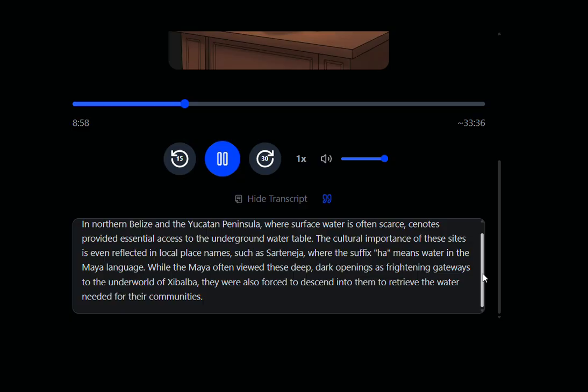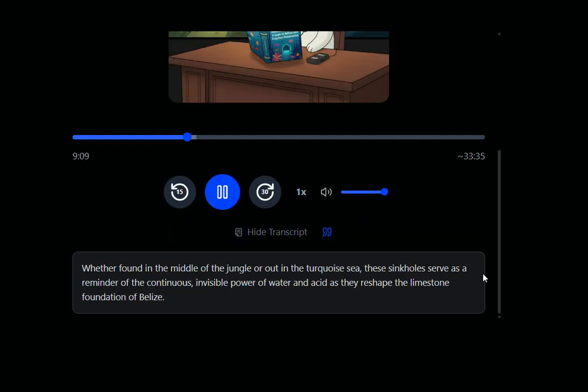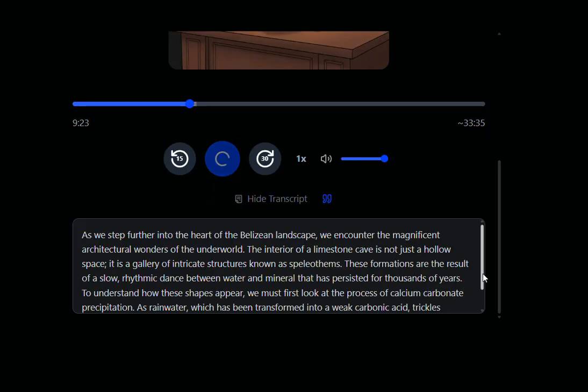While the Maya often viewed these deep, dark openings as frightening gateways to the underworld of Xibalba, they were also forced to descend into them to retrieve the water needed for their communities. Whether found in the middle of the jungle or out in the turquoise sea, these sinkholes serve as a reminder of the continuous, invisible power of water and acid as they reshape the limestone foundation of Belize.